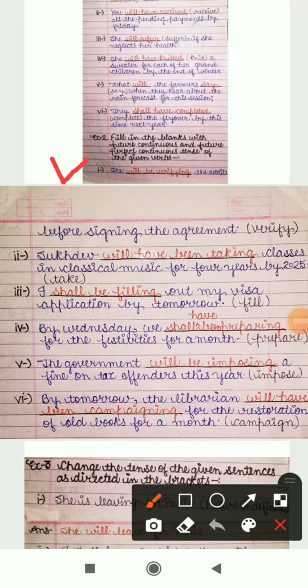First sentence is: she dash the details before signing the agreement. The verb is verify, which we have to fill with the future continuous tense, that is will be verifying.